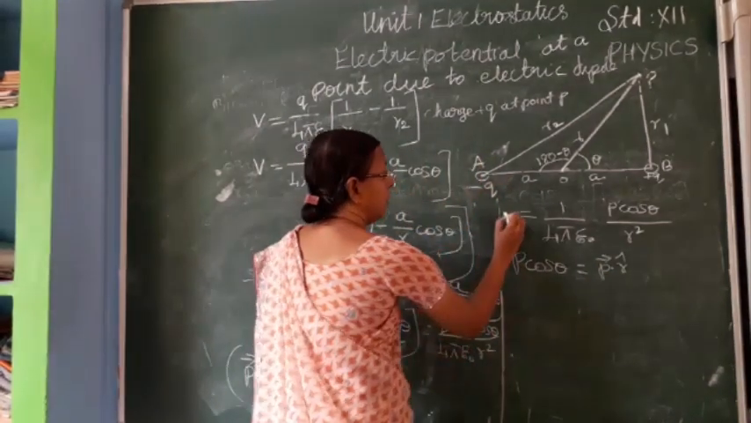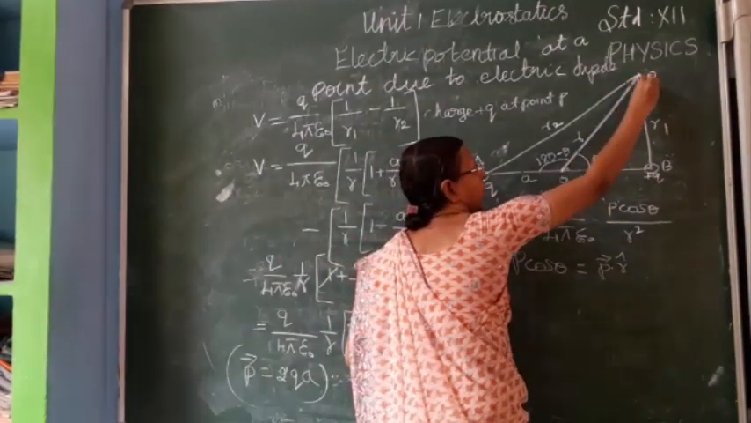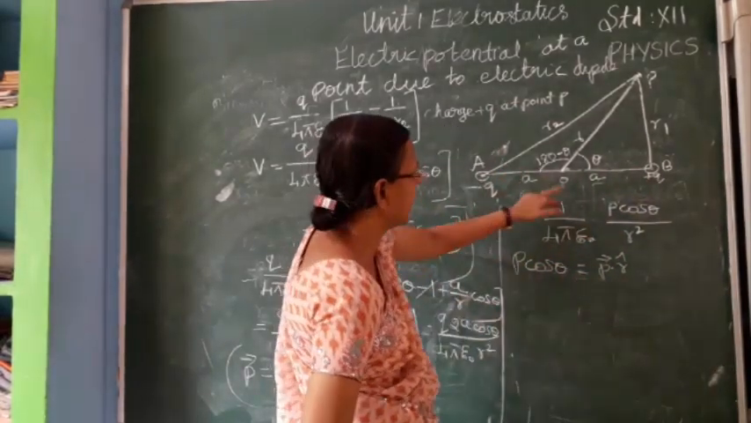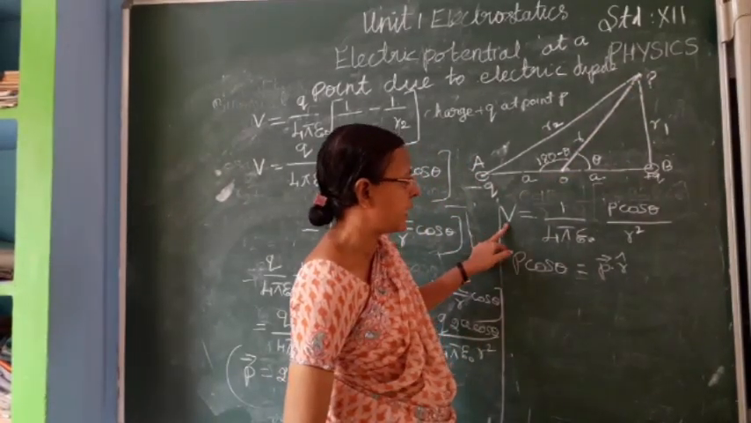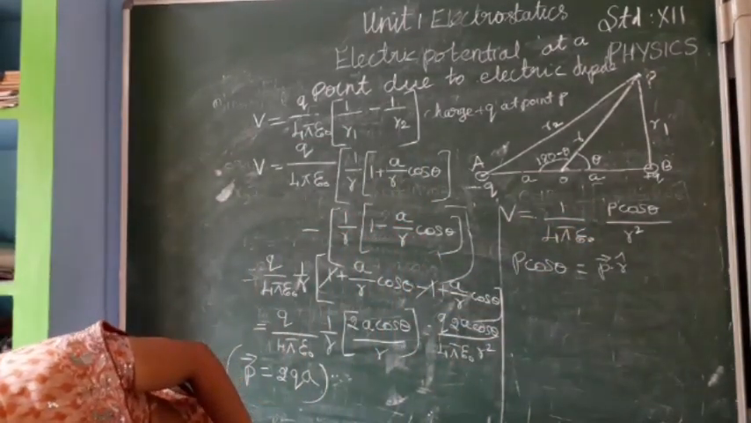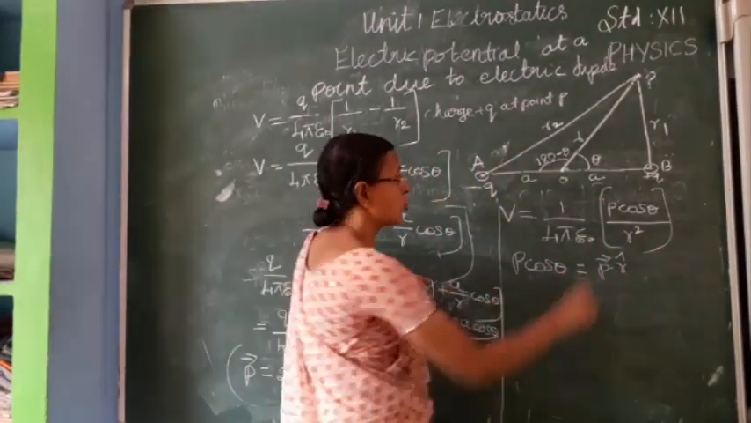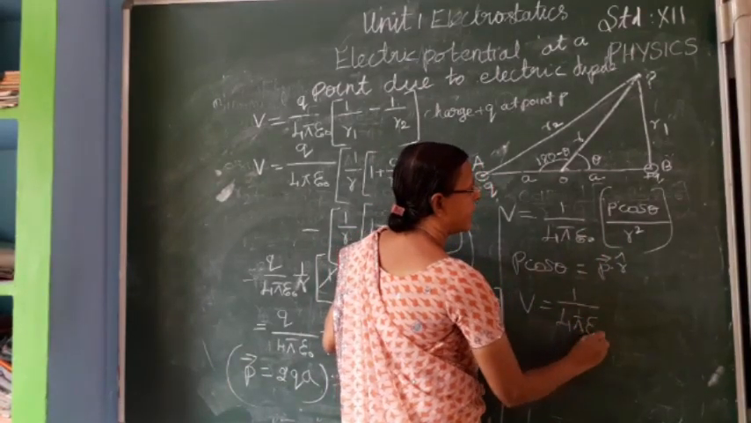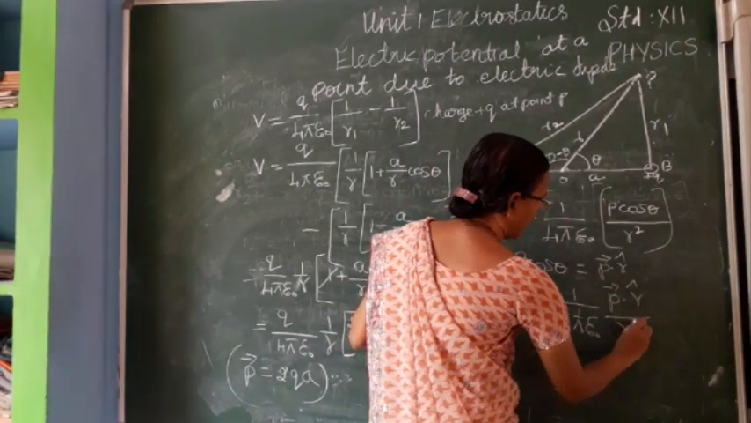So this is the total electric potential that the point P experiences because of this electric dipole. That is V is equal to 1 by 4 pi epsilon 0 into P cos theta by r square. Substituting the P cos theta value, V is equal to 1 by 4 pi epsilon 0 into P vector dot r cap divided by r square.